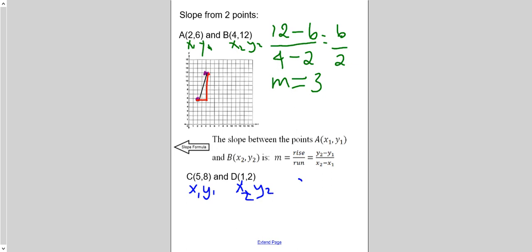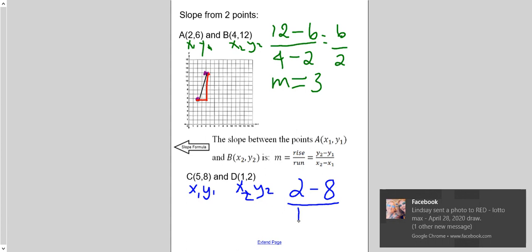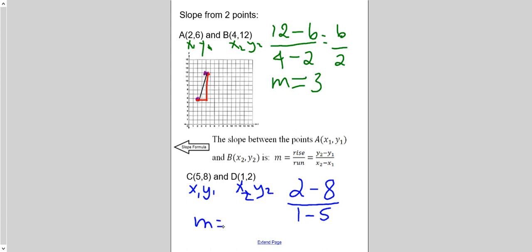I start with my y2, which is 2, and then I have a minus sign, and y1, which is 8, over 1 minus 5. Okay, and let's see what that simplifies to. We got 2 minus 8, which is negative 6. And I have 1 minus 5, which is negative 4. 2 negatives, of course, make a positive. So this is the same as 6 over 4. And of course, I can reduce that fraction down to 3 over 2.